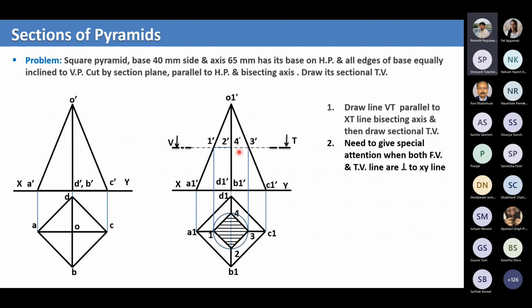Or here what you can do is, since all edges are the same and the sectional plane is exactly parallel to our base, it will be intersecting all the edges at the same distance from the center. So you can straight away have 1 and 3, and then you can make a circle like this.